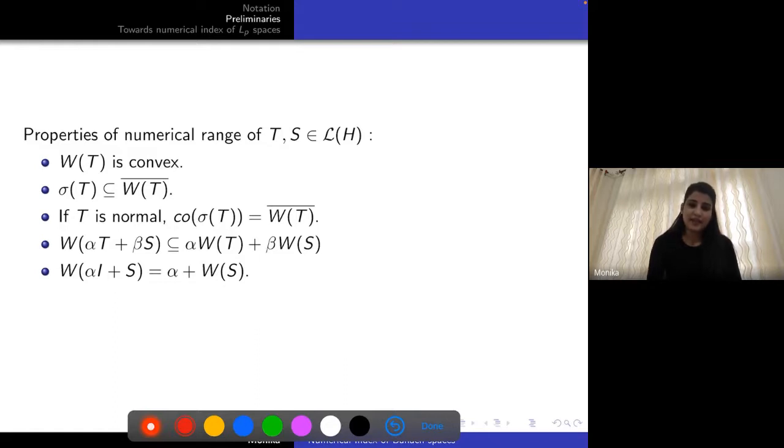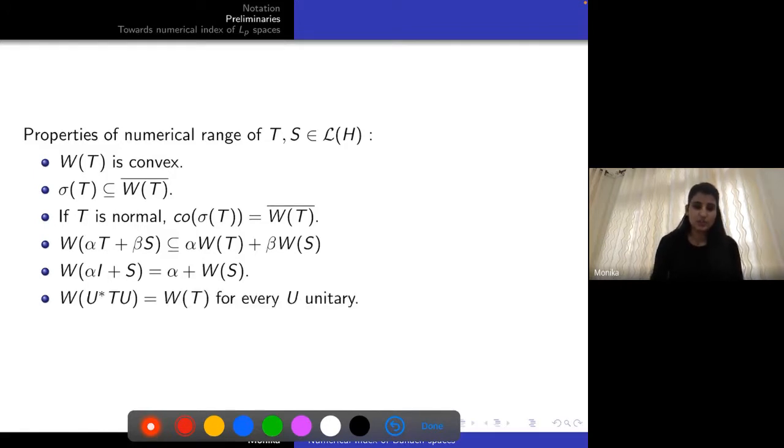And the numerical range is invariant when multiplied on the right-hand side by a unitary operator and on the left-hand side by the adjoint of that operator. The numerical range of U star TU is the same as the numerical range of T when U is a unitary operator.